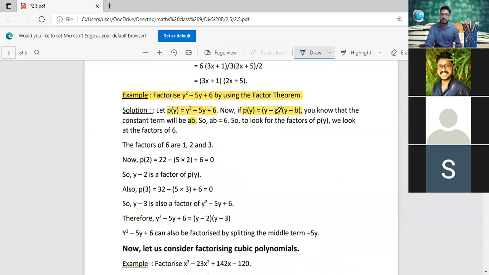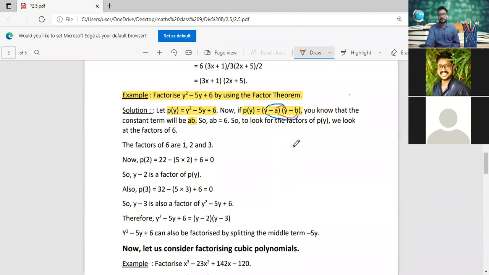When we take the factors y minus a into y minus b, we can see that the constant term is ab. I will show you. If we expand this one, y into y minus y into b, minus a into y and minus a into minus b. So the last term, in other words, the constant term, means the term without the variable. Here the variable is y. It is ab.